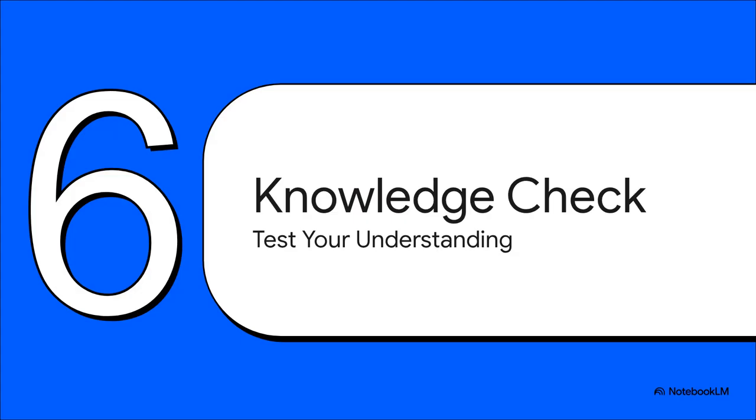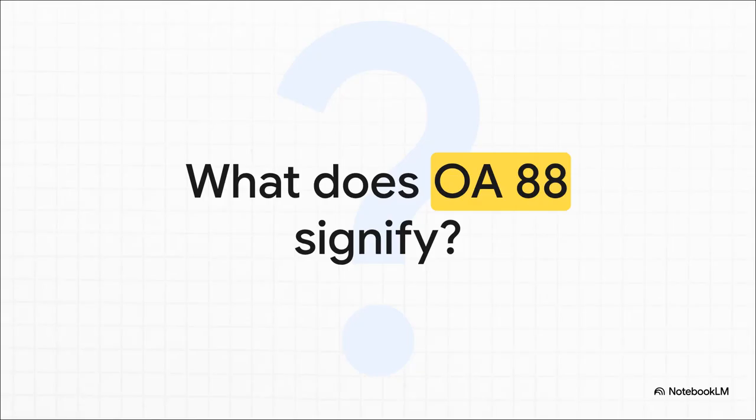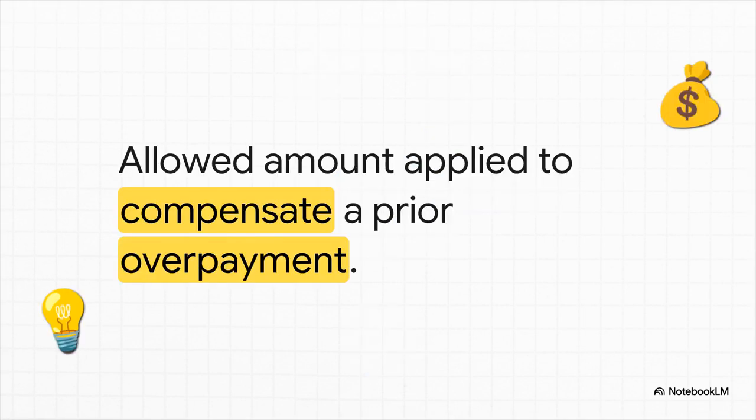And finally, Section 6, our knowledge check. All right, let's test those core concepts. Question 1. What does Claim Adjustment Reason Code OA88 signify? Take a quick second to lock in your answer. Well, if you said it means the allowed amount was applied to compensate for a prior overpayment, you hit the nail on the head. It represents a collection against a receivable from a previous transaction.